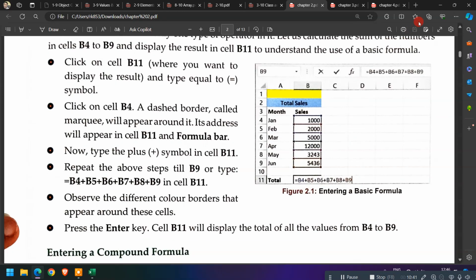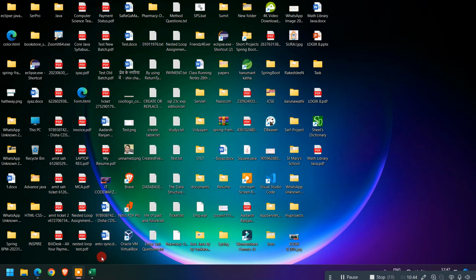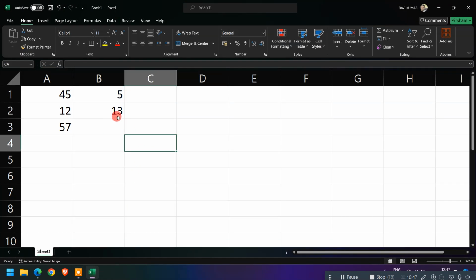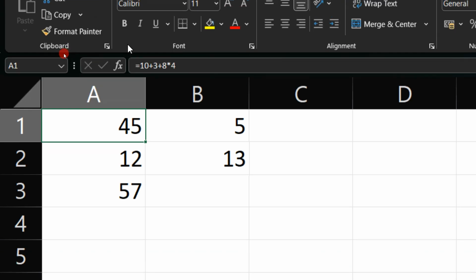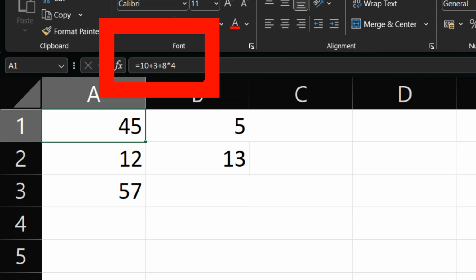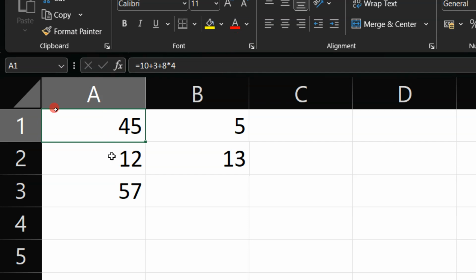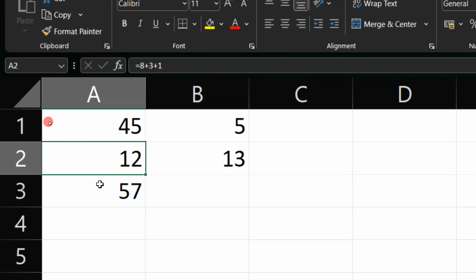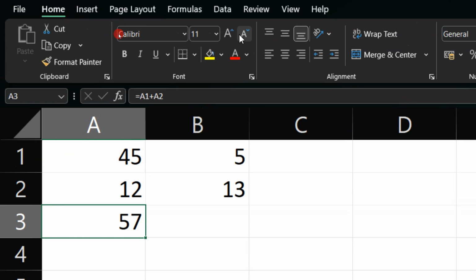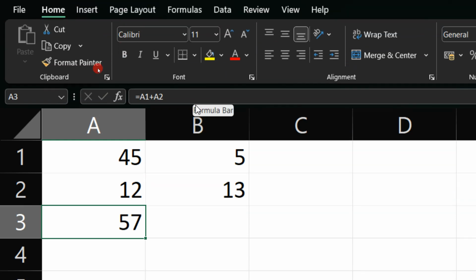So you can see the formula. I have applied a formula in cell A1. How can you see it? You can see the formula of A1 from the formula bar. Here it will display the formula which I have applied on cell A1. Now cell A2, you can see here it is also displaying. Next cell A3, so everything is visible here.